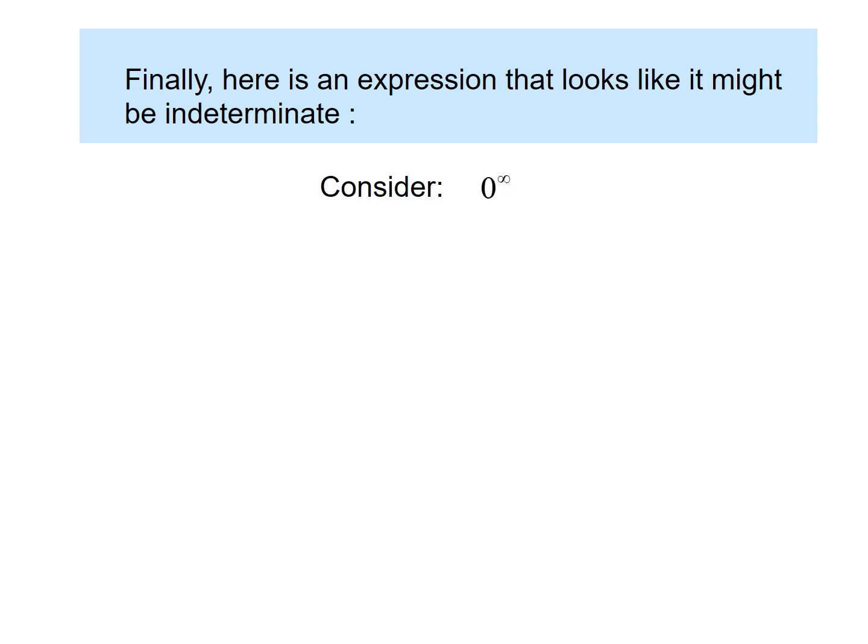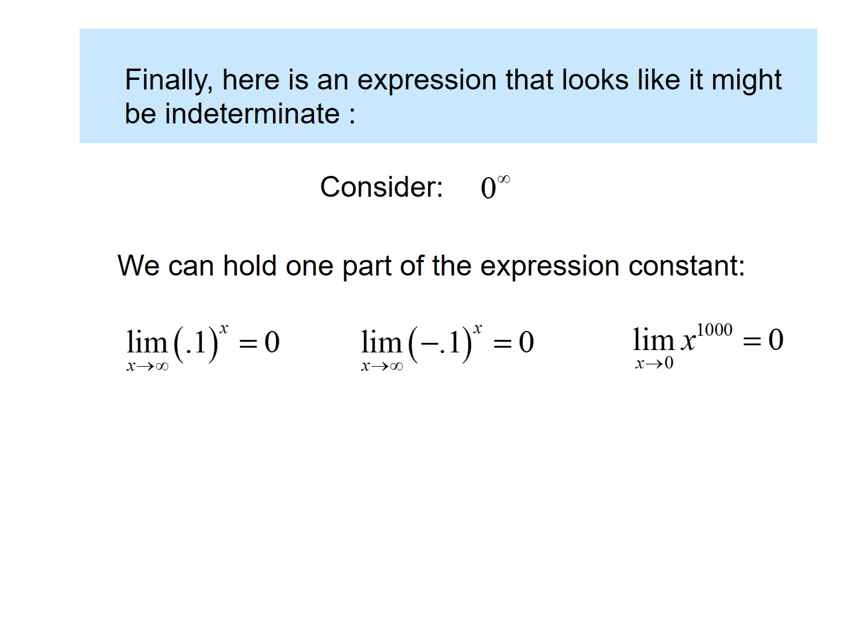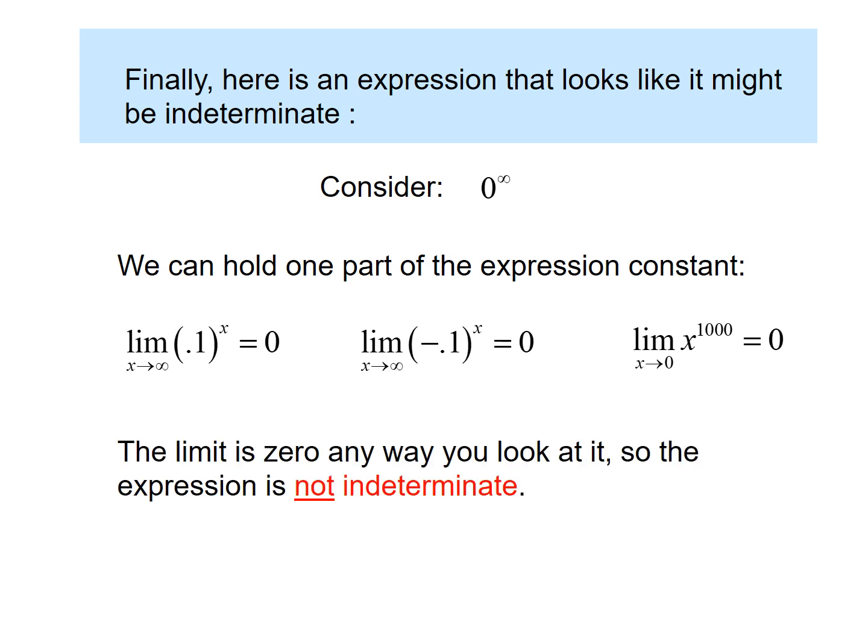Let's take a look at 0 to the power of infinity and go through that same thought process. So if we have the base approaching 0, so let's go with 0.1, raised to the power of a number getting larger and larger and larger. 0.1 to the power of infinity would give you 0. Negative 0.1 to the power of infinity would give you 0. And if we hold the exponent constant as a large number and let the base approach 0, this again approaches 0. So 0 to the power of infinity, it turns out, is not indeterminate. 0 to the power of infinity is always going to be 0.